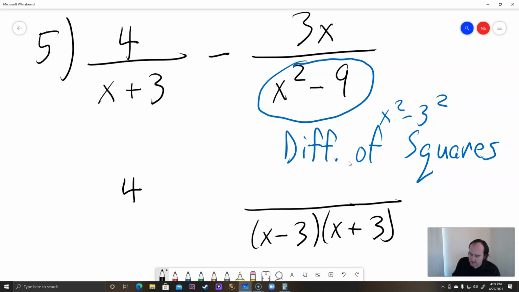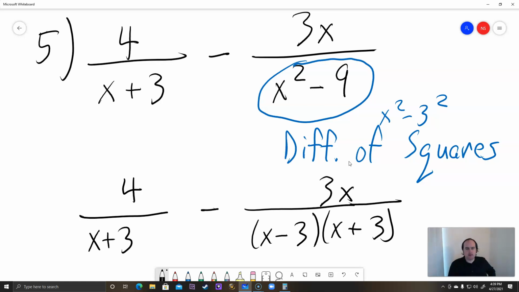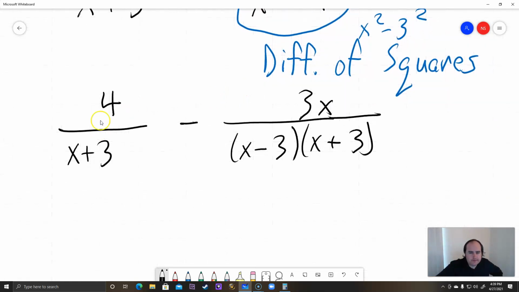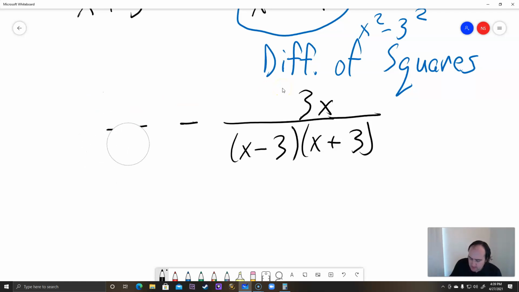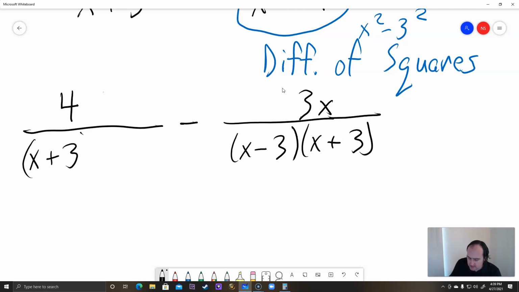And then over here we still have a 4 over x plus 3. And then minus 3x over this. And then I'm going to give myself some room over here so that I can multiply by what's missing. So our first fraction was 4 over x plus 3. And I'm going to put parentheses around the x plus 3 so we can think of it as a distinct factor.